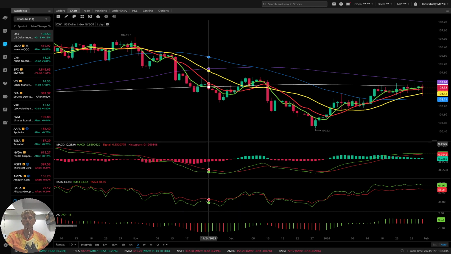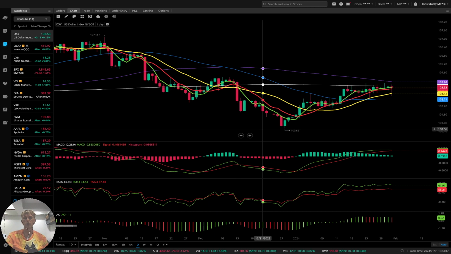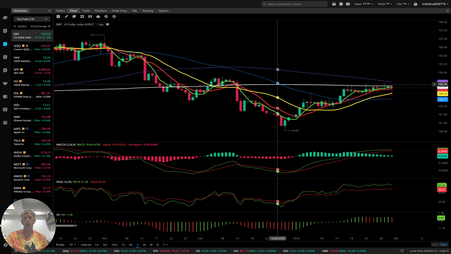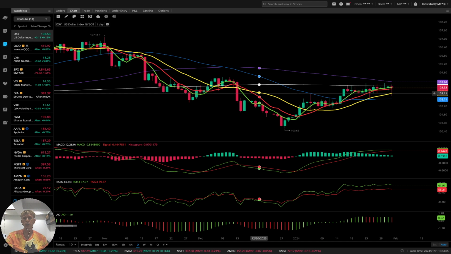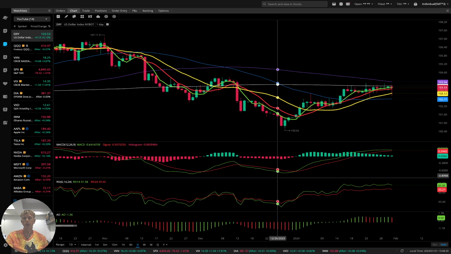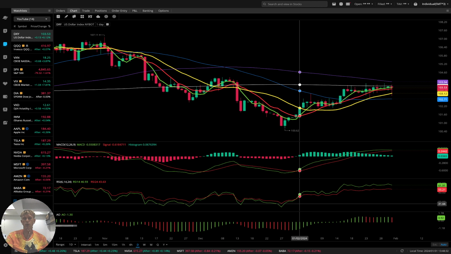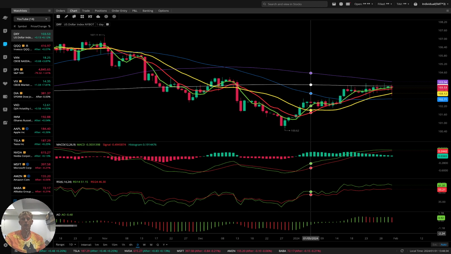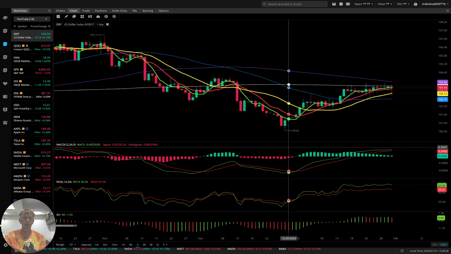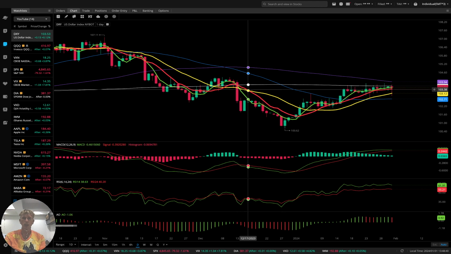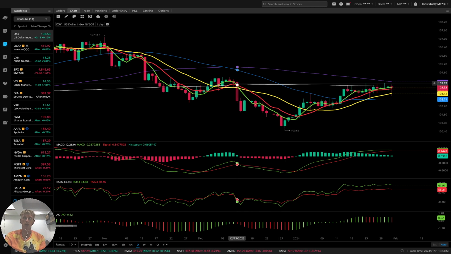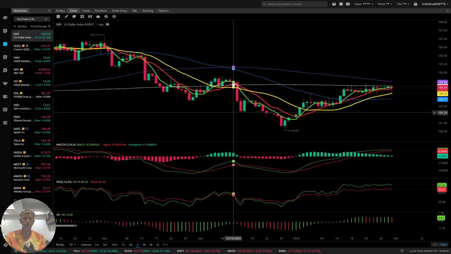Now let me briefly mention my setup. I'm using moving averages: white line MA200, purple line MA100, blue line MA50, yellow line MA20, red line MA10, green line MA5. MACD indicator lines, RSI indicator lines, awesome oscillator bars. That's all. Very simple. It's not easy because emotions are involved. If you follow the indicators, you will be successful because indicators do not have emotions.